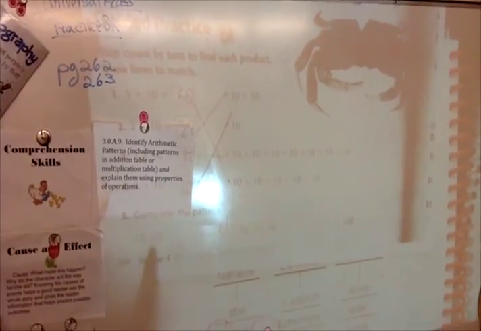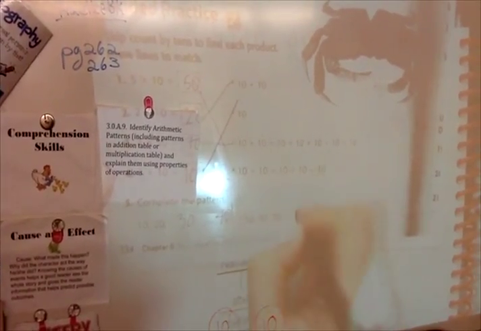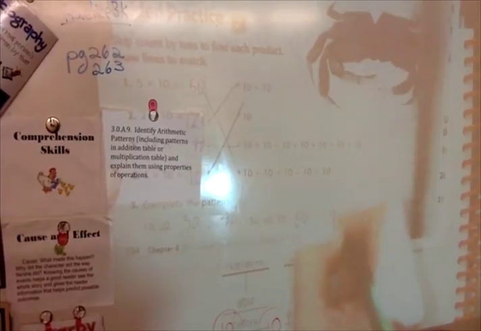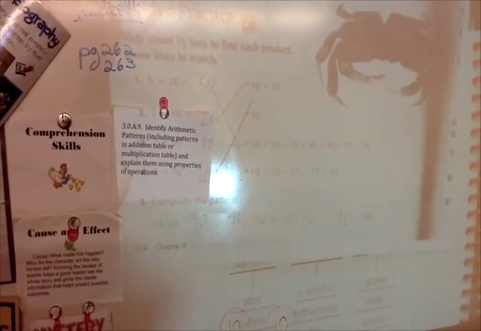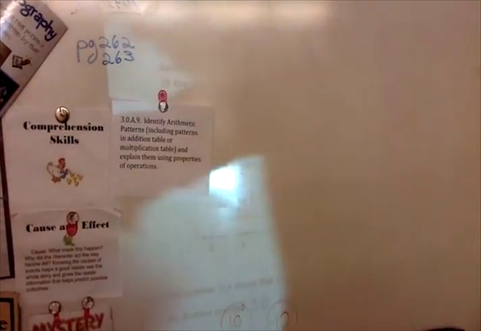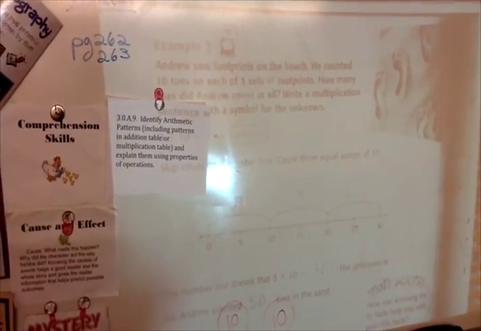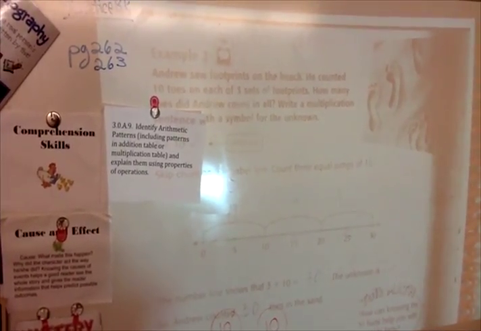Next, 10, 20, 30. What comes after 30? 40. Class? 50, 60, 70, 80, 90, 100. Perfect. On the next page, I want you guys to complete the guided practice, or the independent practice, excuse me. It's on page 335.